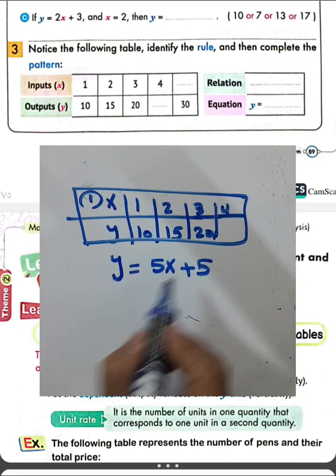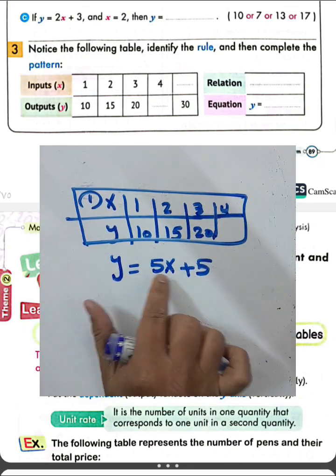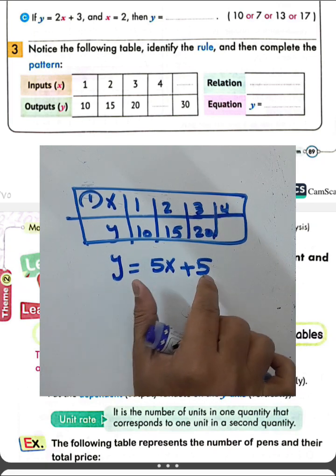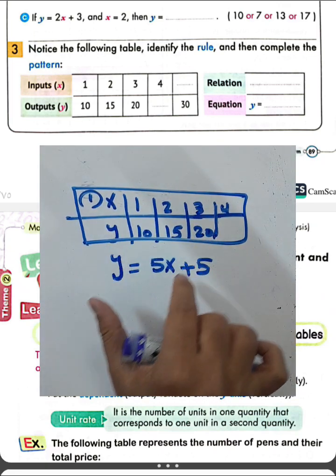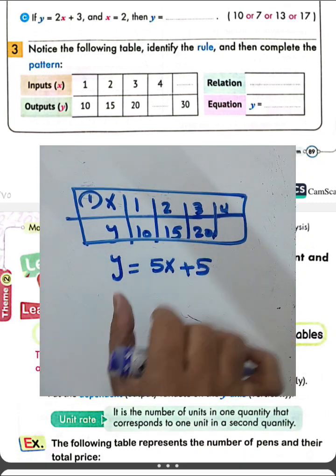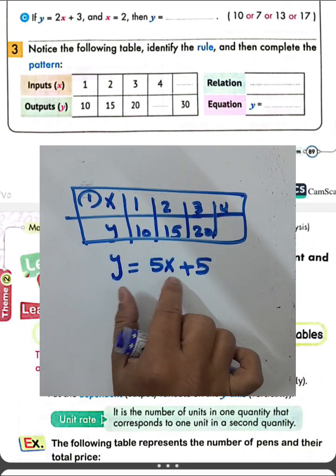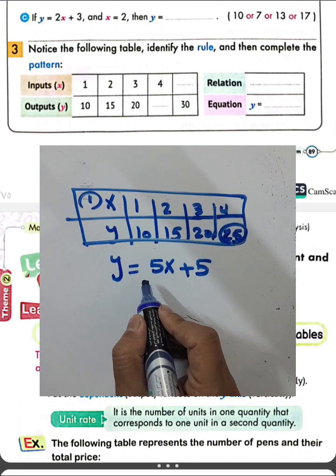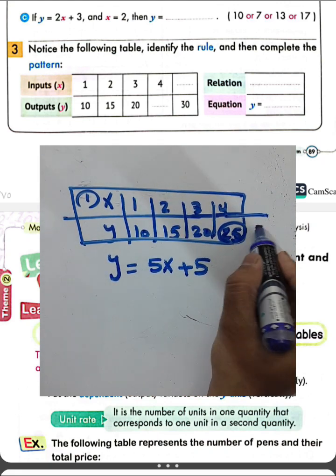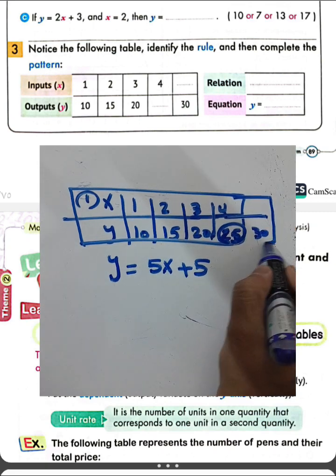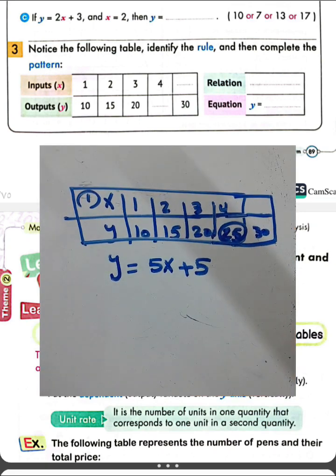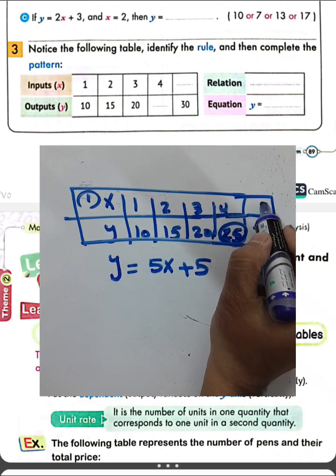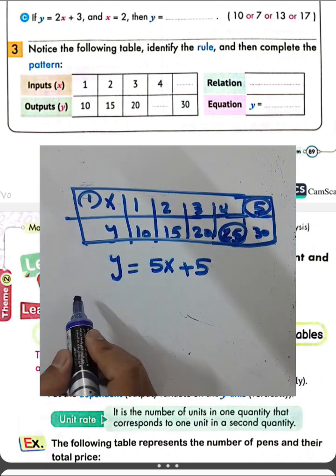Put x equal 1 here. 1 times 5 equals 5, plus 5 equals 10. Put x equal 2. 2 times 5 equals 10, 10 plus 5 equals 15. Put x equal 3. 3 times 5 equals 15, plus 5 equals 20. Put 4 here. 4 times 5 equals 20, 20 plus 5 will be 25. And here 30, at x equal what? Write 5. 5 times 5 is 25, 25 plus 5 equals 30. Then you must write here 5.